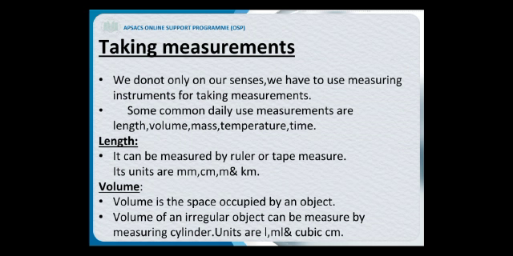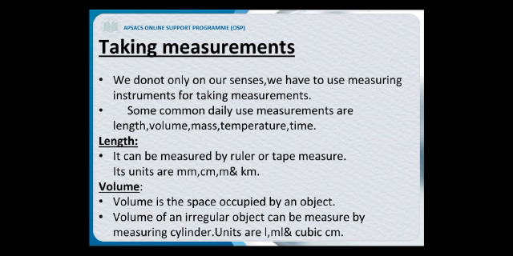First one is length. Length can be measured by a ruler or a tape measure. It means that if you want to measure an object, you will use these two instruments to measure it. Its units are millimeter, that is mm, centimeter, that is cm, meter, that is m, and kilometer, that is km.